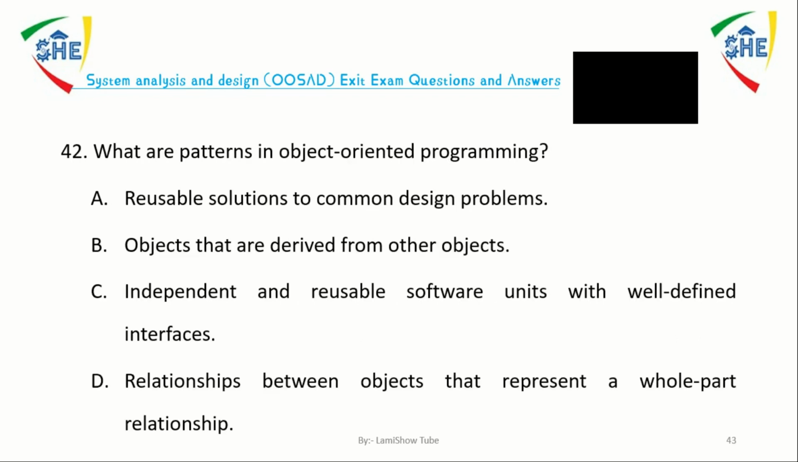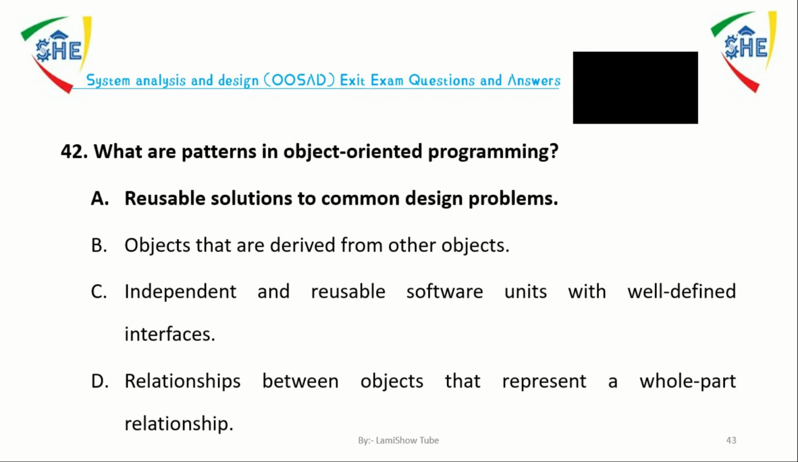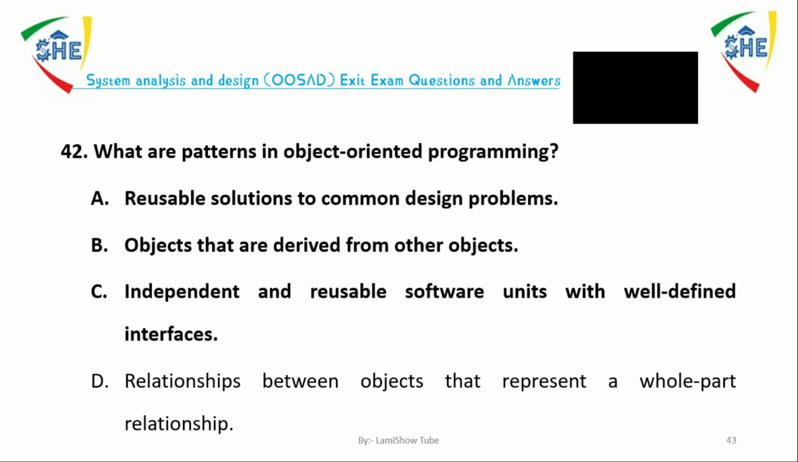Question number 42. What are patterns in object-oriented programming? A. A reusable solution to a common design problem. B. Objects that are derived from other objects. C. Independent and reusable software units with well-defined interfaces. D. Relationships between objects that represent a whole-part relationship.